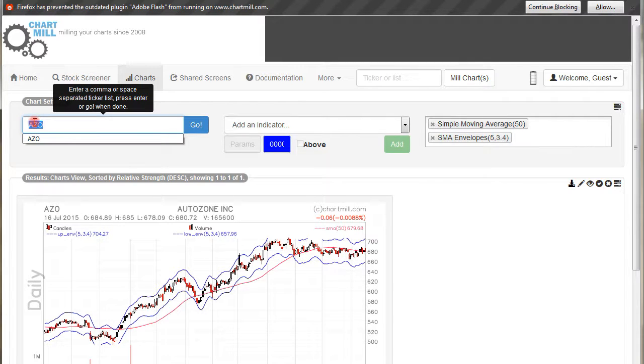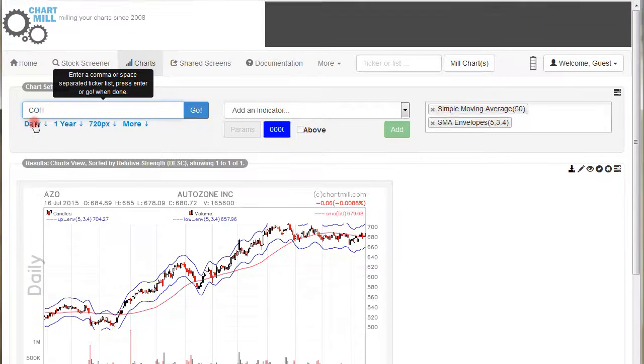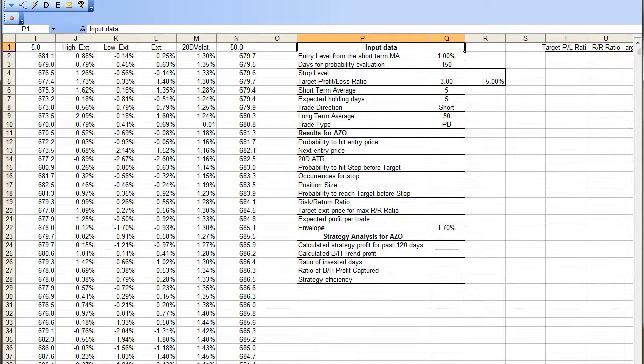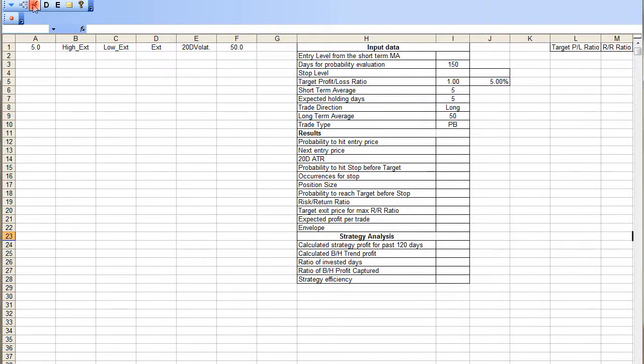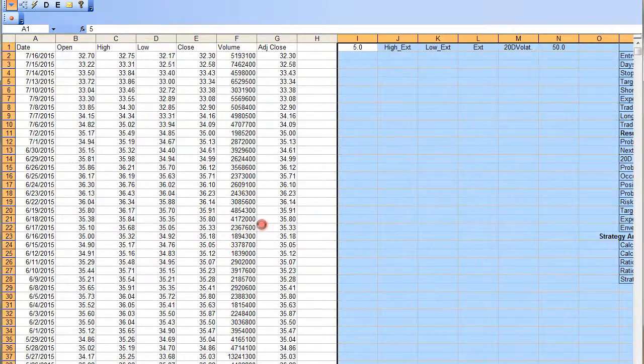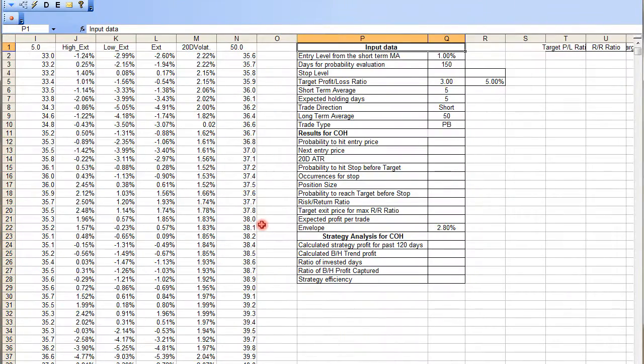So let's go on. COH. Okay, COH, you can see that it broke down here. So that is a good stock to test on the short side. So that was AZO. I forget AZO. And this is COH. This is a short trade. Okay, this short trade, if I remember, that was a breakdown on volume. I will test breakdown on volume.